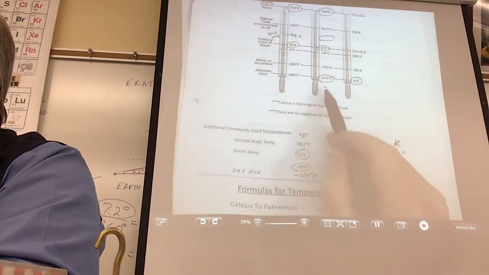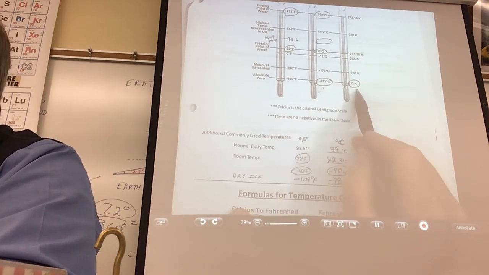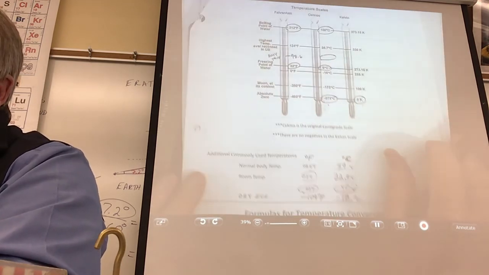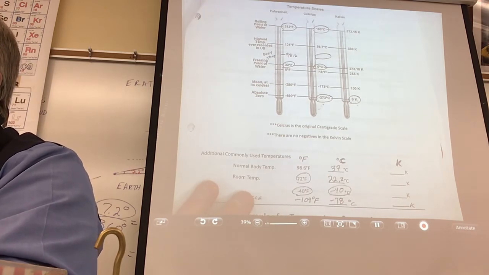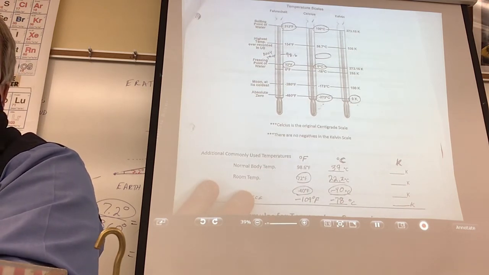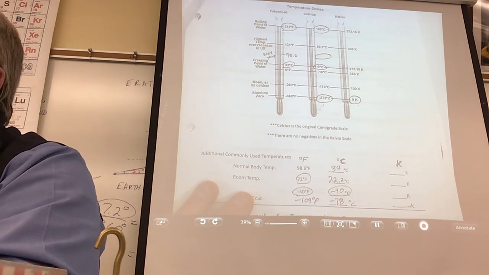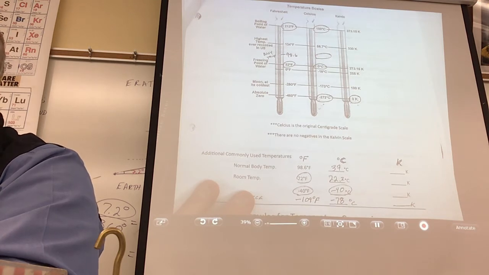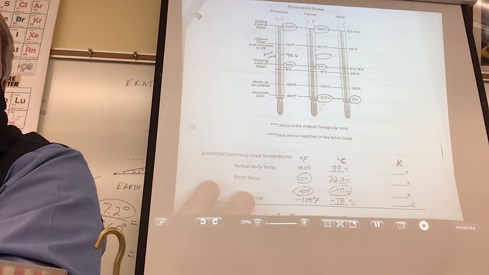Let's try this. What's absolute zero in Celsius? Negative 273. What's that in Kelvin? We'll add 273. That works. What's an ice cube in Kelvin? Let me see how fast you can do this. What's an ice cube in Kelvin? What is it? 273. What about boiling water? 373. It's still 100 away, isn't it?